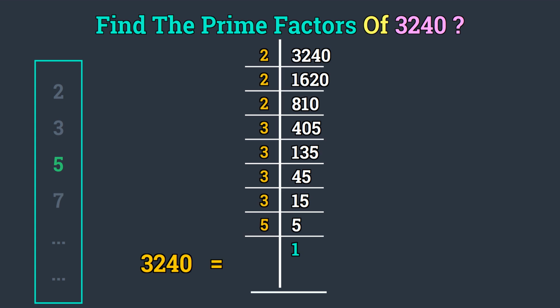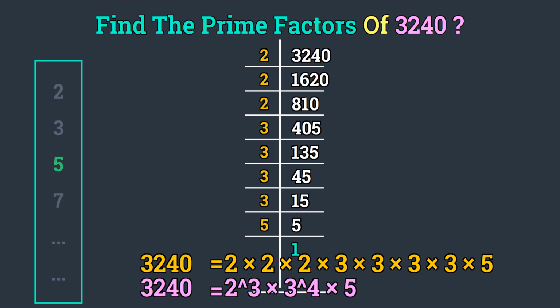3240 are 2 times 2 times 2 times 3 times 3 times 3 times 3 times 5, which can be written as 2 to the power 3 times 3 to the power 4 times 5. And these were the whole prime factors for this number.